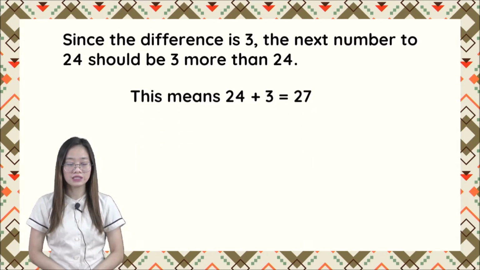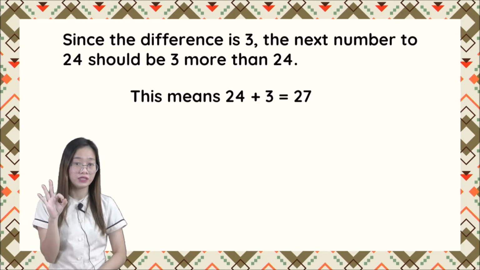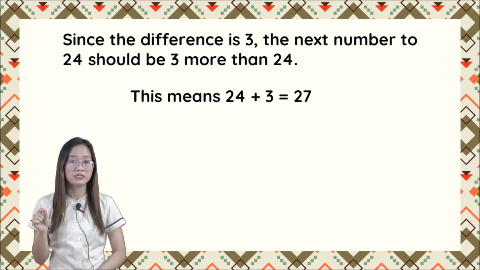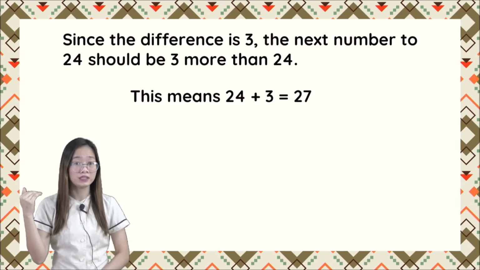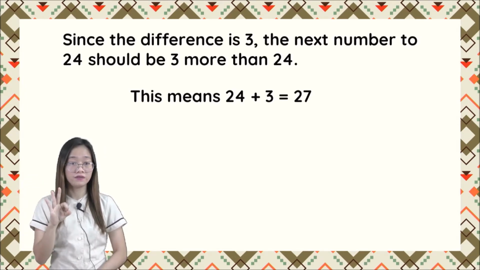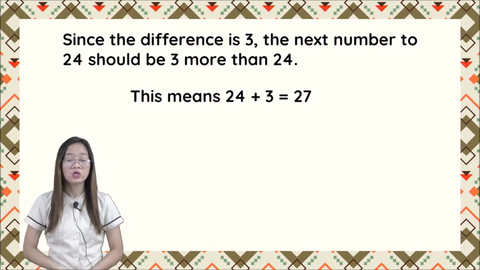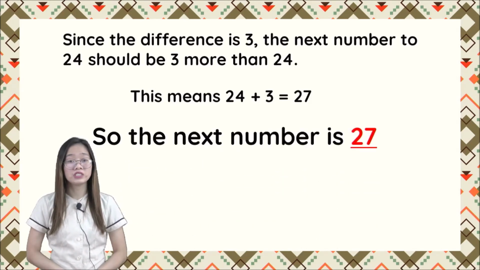So this means, class, the difference between the two numbers is 3. Now, we need to add 3. So as you can see, 24 plus 3. Isn't it, the pattern that we were given is in increasing order? So when we increase, class, we need to add. 24 plus 3 is equal to 27. So the next number is 27.